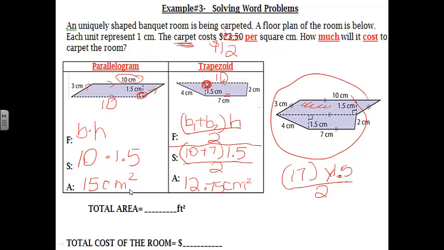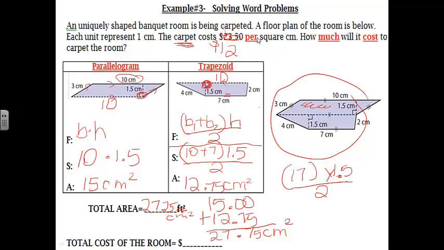Alrighty. So to find the total area, I'm going to have to add 15 plus 12.75. Make sure you line up those decimals. Okay, we should end up with 27.75 centimeters squared. Okay, so my total area is 27.75. This should be centimeters squared.